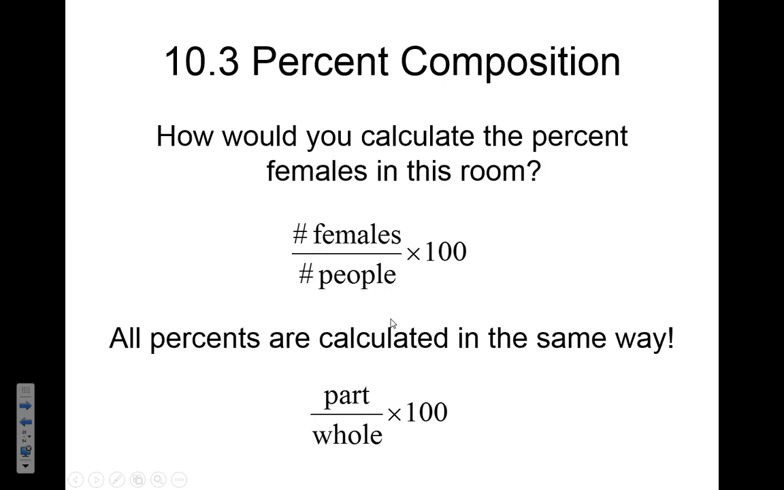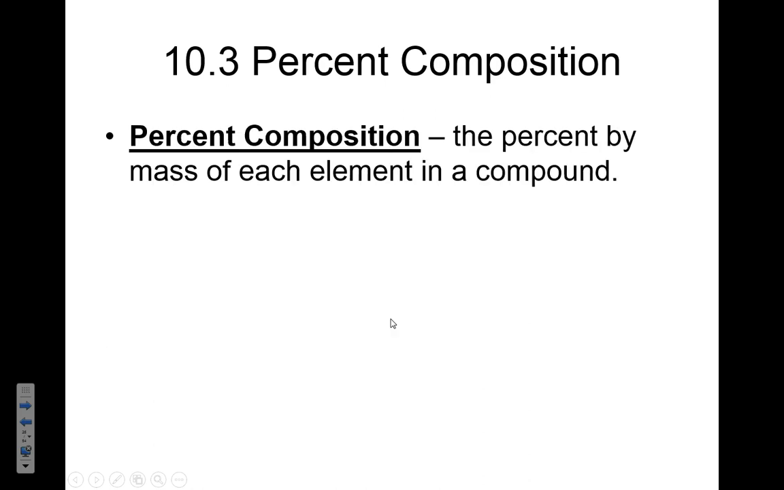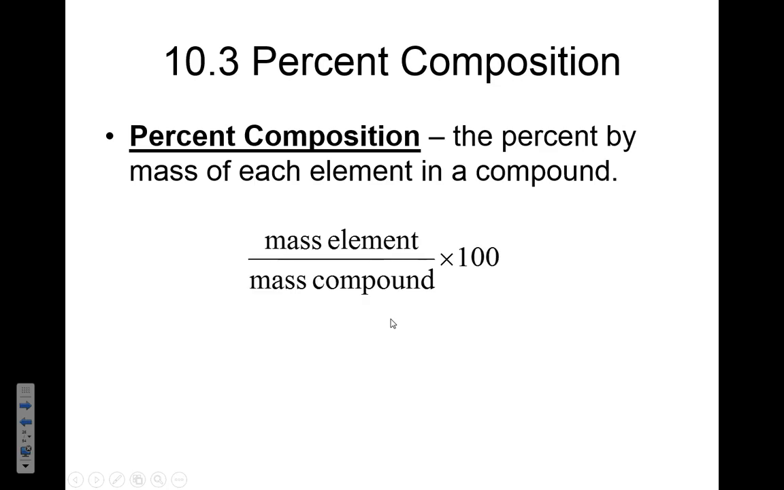So if we're doing percent composition, mathematically we have to be doing the exact same thing. The part that we're studying has to go on top. What the whole thing would be has to go on the bottom. And then we divide, and to get it to a per 100 ratio, we multiply by 100. So percent composition is the percent by mass of each element in a compound. You look at the mass of the element that's present, divide it by the mass of the whole compound, multiply by 100, and you have your percent composition.